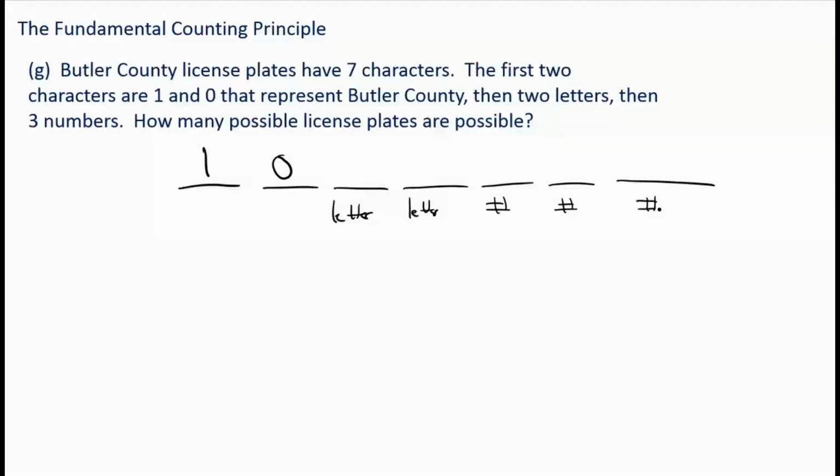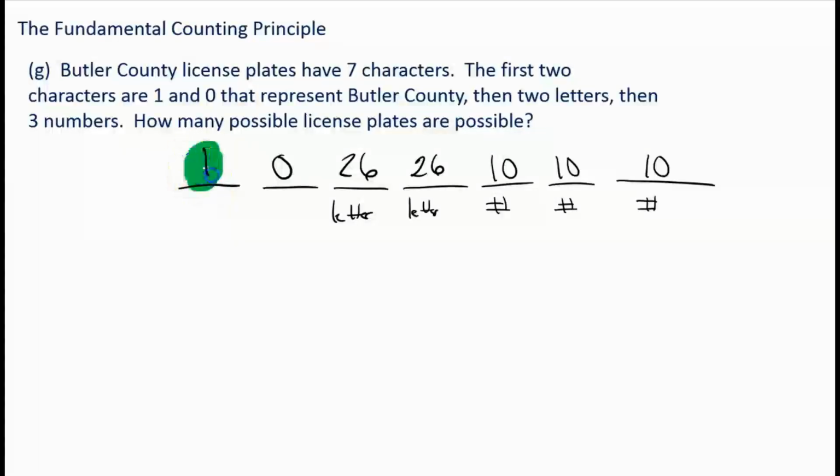So here we go. How many letters are an option? 26. How many letters are an option? 26. How many numbers? There's 9, 9, 9. Because if you're talking 0, not 999, my bad. 0 could be included, right? So 10, 10, 10. Anytime you can include 0, that's 10 digits. Now we multiply all this together. Now be careful, y'all.